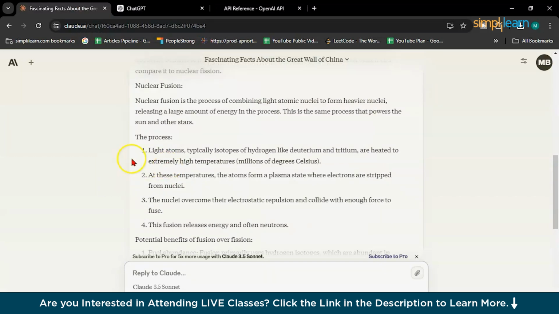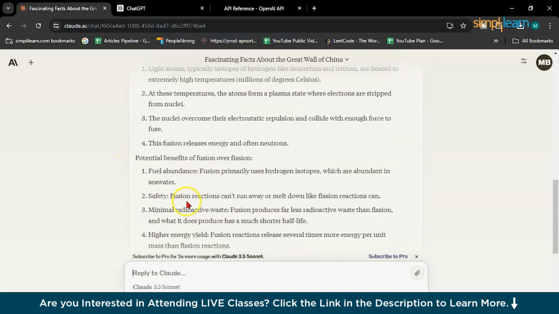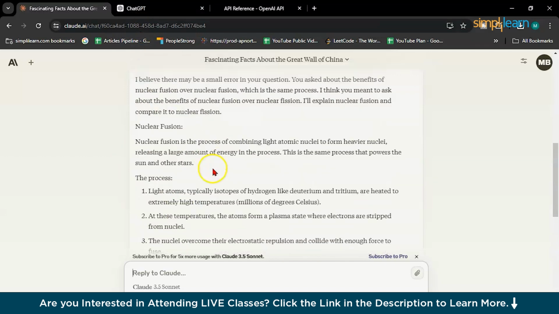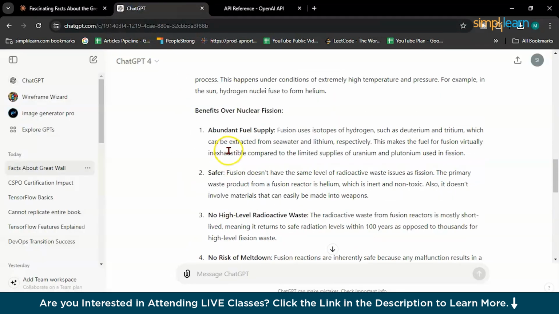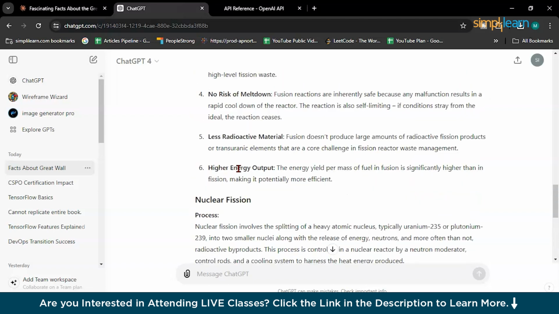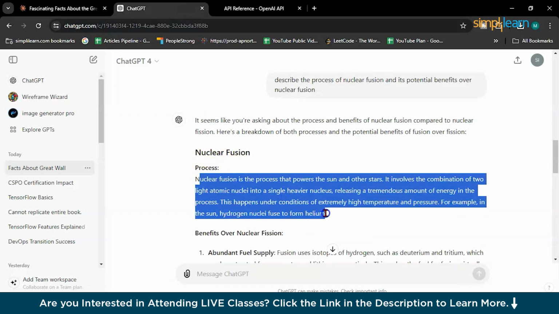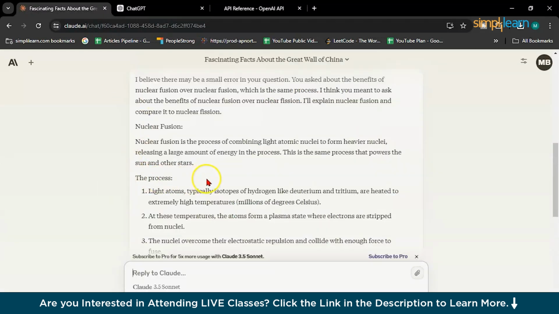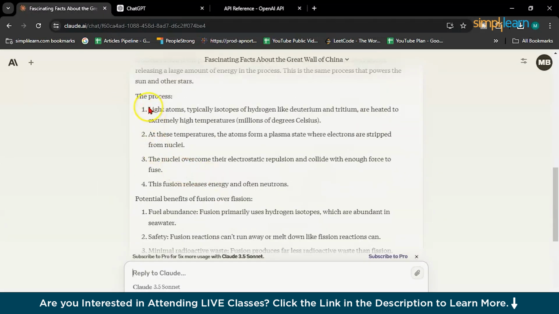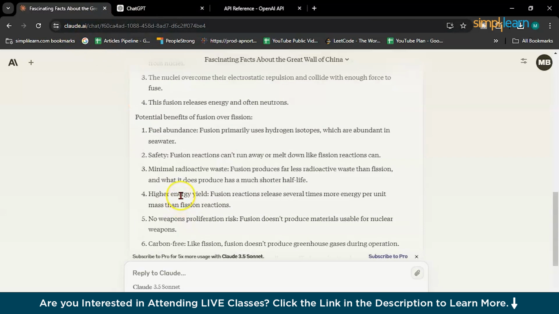Nice. Then nuclear fusion, the process, then the benefits. So Claude 3 gave only the benefits, but ChatGPT gave the drawbacks as well, which is a good thing. And in ChatGPT, the process is not properly displayed, but in Claude 3, the process is properly displayed step by step, which is again a good thing.